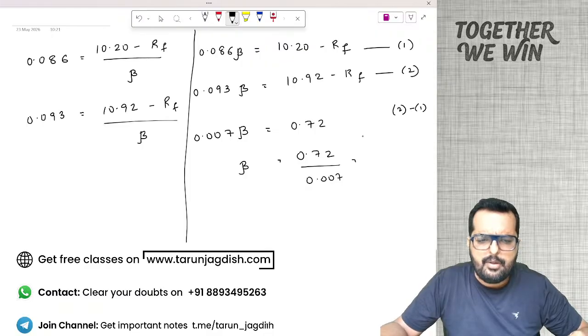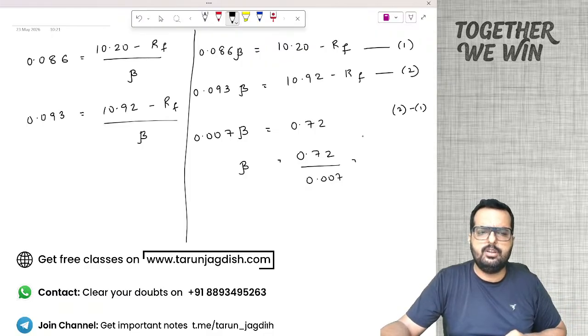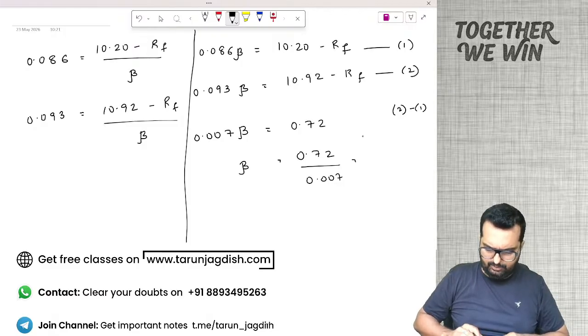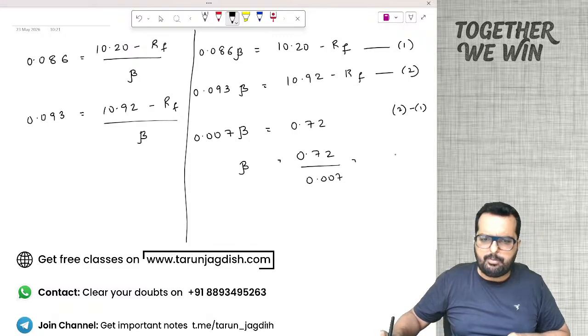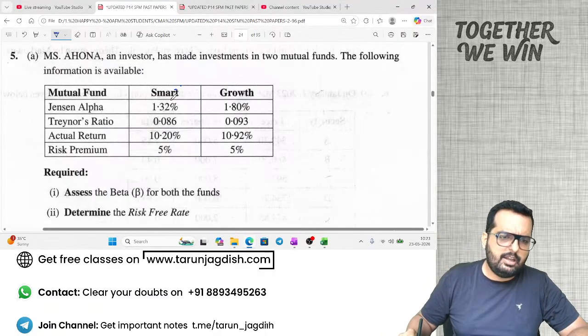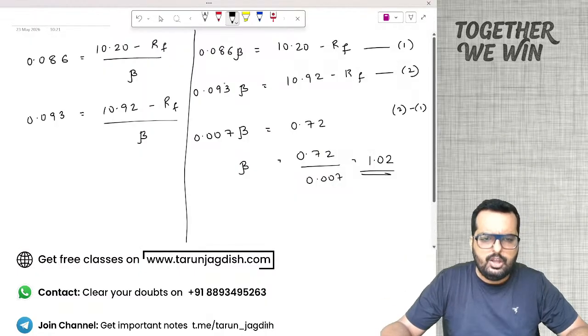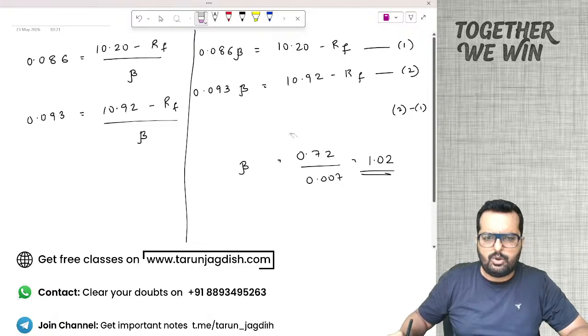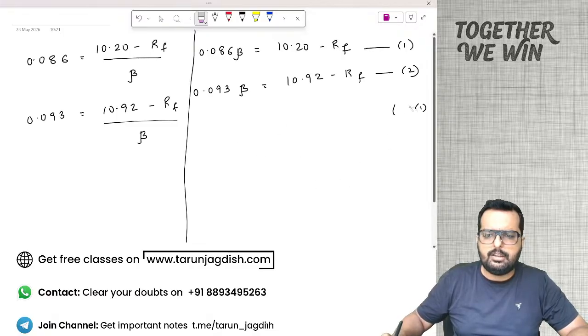Hold on. If I put it in percentage terms, 10.2%, it will be 0.0072 divided by 0.007. I'll get the beta as 1.02. But don't take it as a final one, because you get a separate beta for the smart fund and a separate beta for the growth fund. So ideally, from this parameter, we should not find out the beta. We are supposed to find out the RF. Okay, hold on. We can't find out beta because there are two betas, but there will be only one RF.